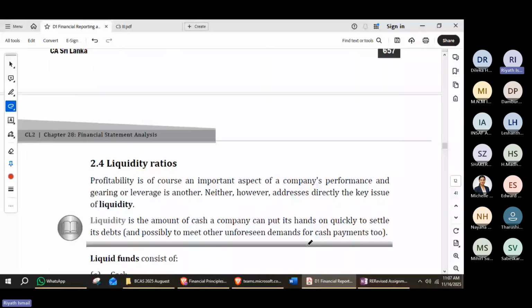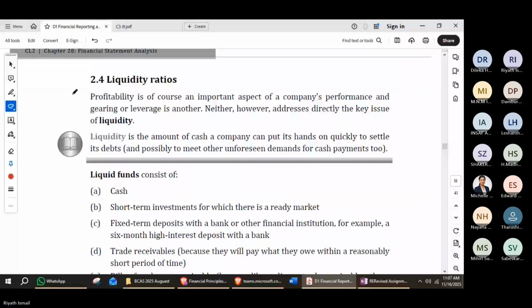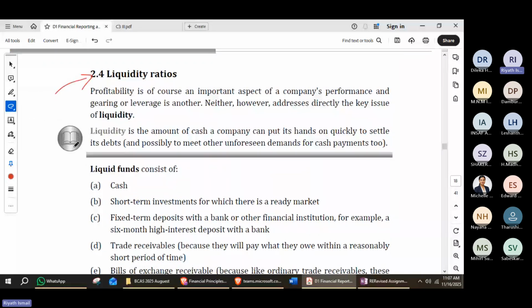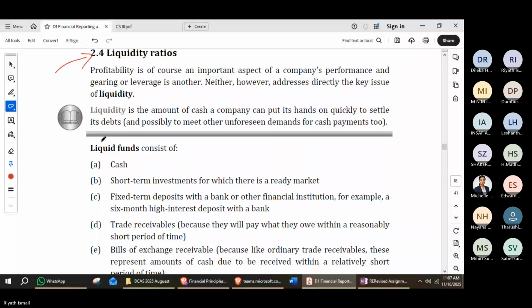Right, now we come to the liquidity ratios. Here, liquidity means the company should keep a sufficient amount of money in hand to handle the day-to-day business operations like paying employee salaries, utility bills, rentals, and suppliers, right? So they have to keep a sufficient amount of money. That is called liquidity, liquid cash.